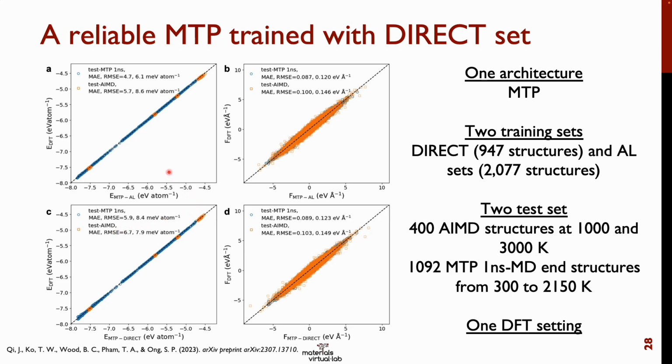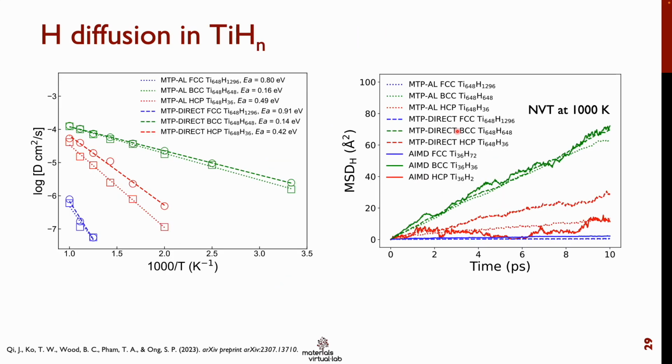While for our direct sampling dataset, it has a slightly higher test error. But this is, I would say, more or less acceptable considering the different size of our training data. And more importantly, we use the 2 moment tensor potentials trained with active learning set and direct set to study the hydrogen diffusion in different polymorph structures of titanium. So you can see that here we studied FCC titanium, BCC titanium, and HCP titanium.